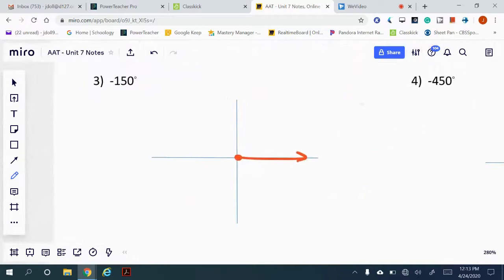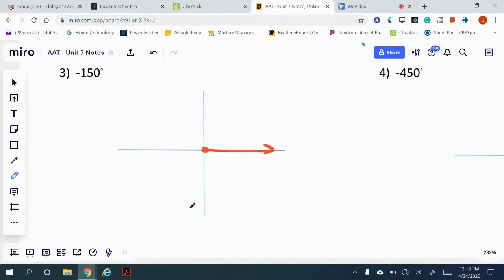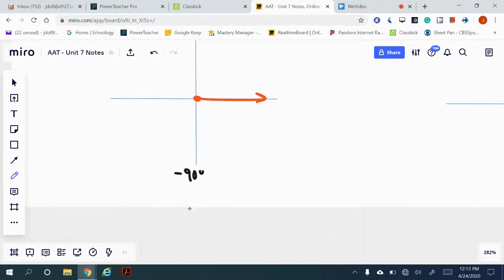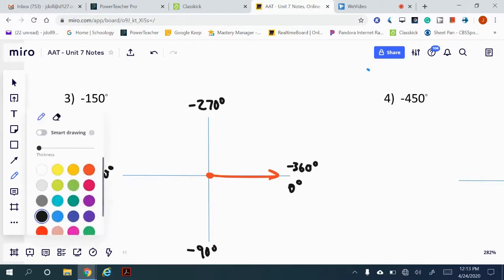Let's talk about a negative angle really quick here before we move on. The only difference between a positive and negative angle is the direction that you rotate. Positive goes up, negative goes down, and the process still applies. Each quadrant is 90 degrees. So when I'm thinking about negative, this is negative 90, negative 180, negative 270, and negative 360. 0 is not positive or negative.